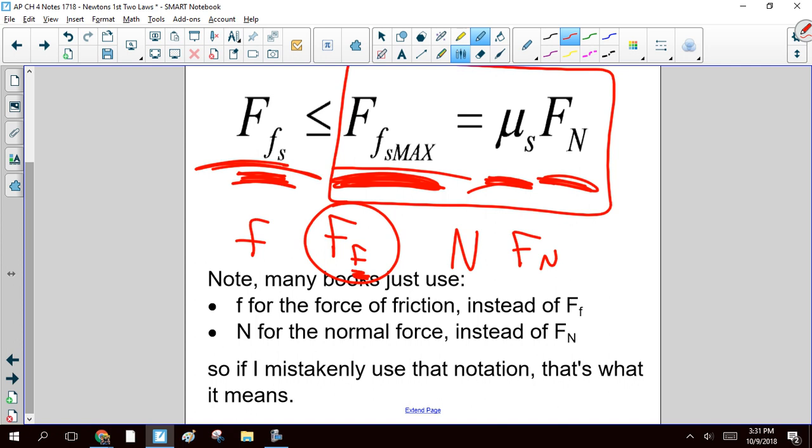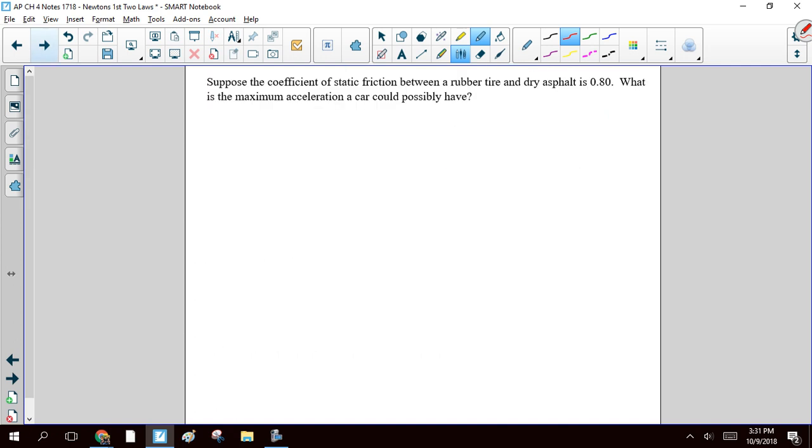All right. So here we go. It says, suppose the coefficient of static friction between a rubber tire and dry asphalt is 0.8. What's the maximum acceleration a car could possibly have? All right, well, let's draw ourselves a car. So here's the car.